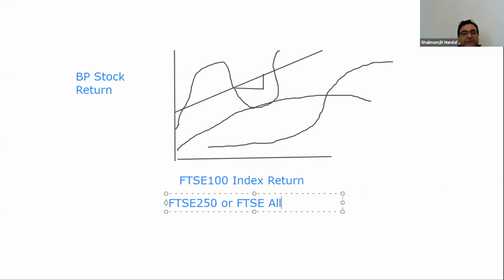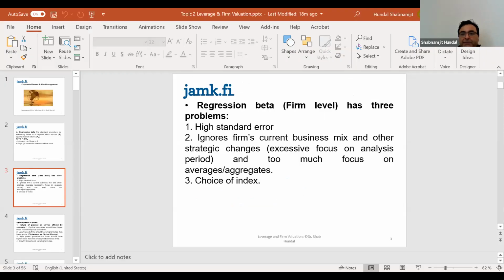When your independent variable is changing, you will have separate, new data, and that will have an impact on the beta as well. So the beta depends upon the index, the benchmark you take. Your first benchmark was FTSE 100, then FTSE 250, FTSE All. So you can't expect the beta to be constant for all different indexes. It would definitely change. So these are some of the limitations which we often experience when we are calculating the regression beta.